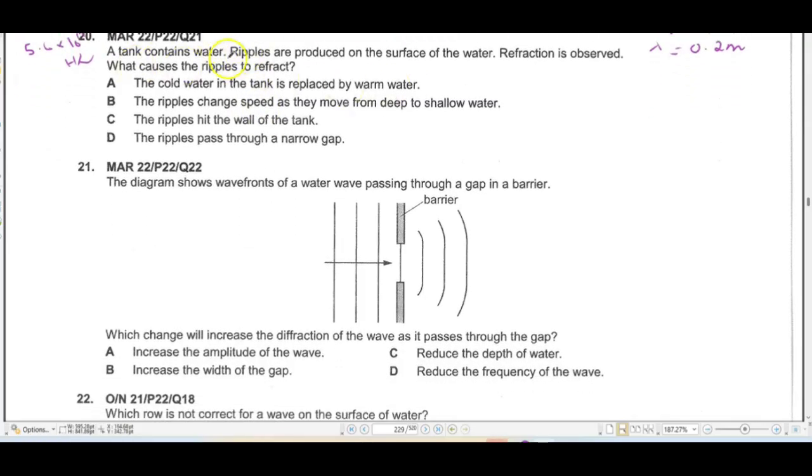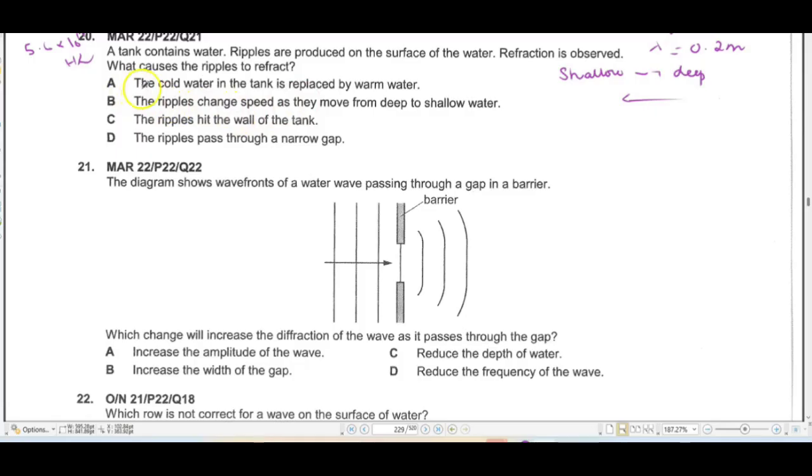A tank contains water. Ripples are produced on the surface of the water. Refraction is observed. What causes the ripple to refract? I've just told you that the refraction occurs when there is a change in speed of the wave, and that happens because of the difference in the depth of the water. If the water moves from shallow to deep or from deep to shallow, there is a change in the speed of the wave.